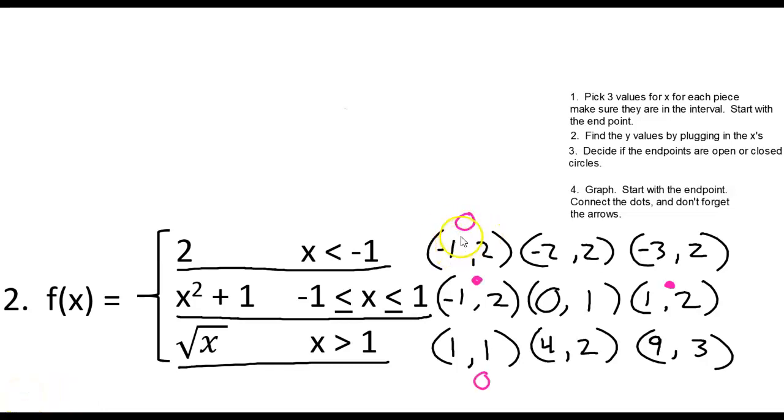For the point -1, 2, that's an open dot because there's no equal sign in the inequality. For the middle one, we had 2 endpoints, the -1 and the +1. Both of those have equal signs with the x, so both of these are going to be closed dots. Finally, for the square root function down here, the inequality does not have an equal sign, so this endpoint of 1, 1 is going to be an open dot. Now we're ready to graph it.